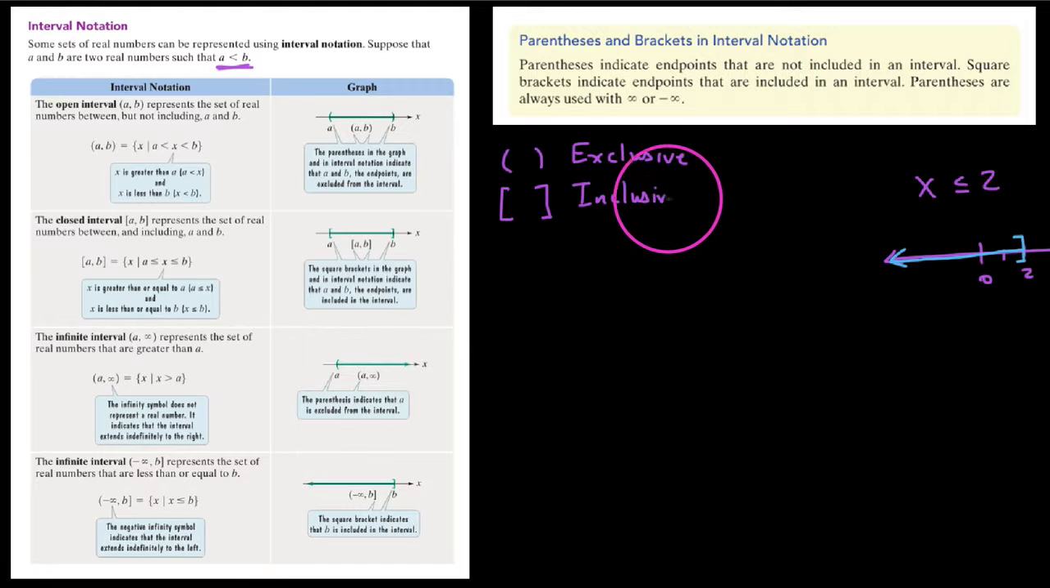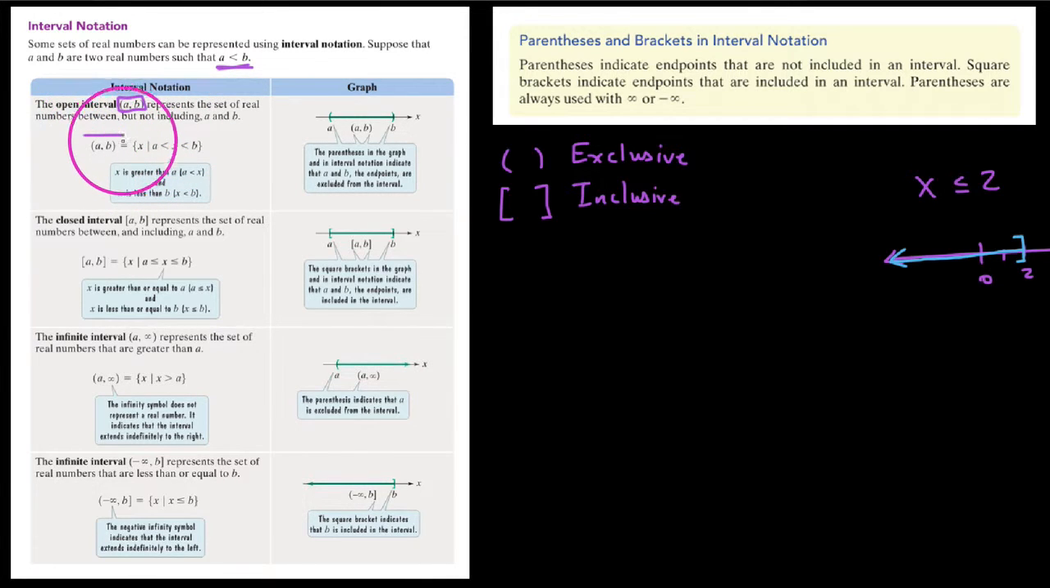Now what I'd like to do before we move on is tie this into what we refer to as set builder notation. So for this open interval from A to B, this is how you write it in interval notation. You say parenthesis A, comma, B, parenthesis. So from A to B and not including those. It represents the set of real numbers between, but not including, A and B.